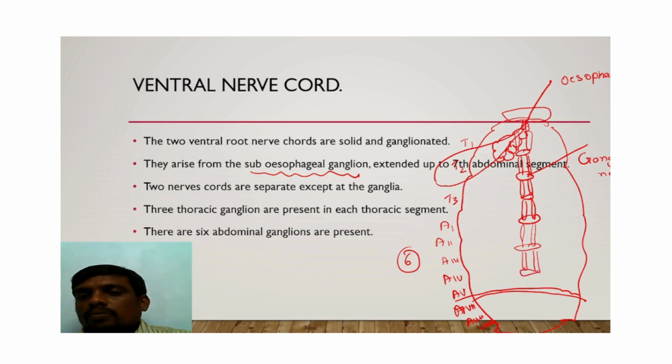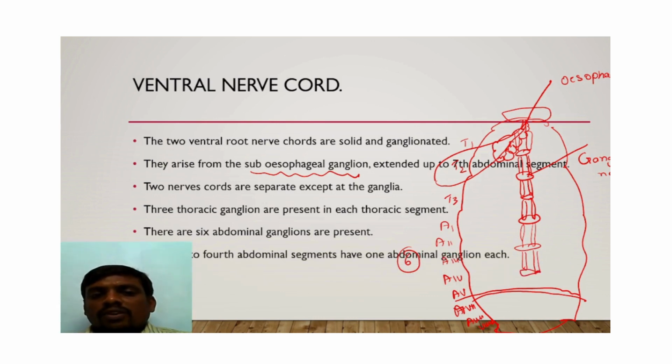Okay. Now let us see the remaining characters. The first to fourth abdominal segments have one abdominal ganglion each. First 4 abdominal segments have only one abdominal ganglion. So up to the 4th abdominal segment, we have only one abdominal ganglion present.